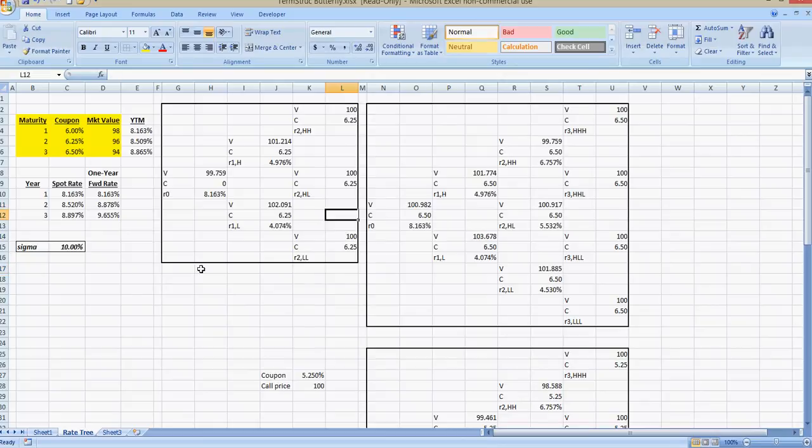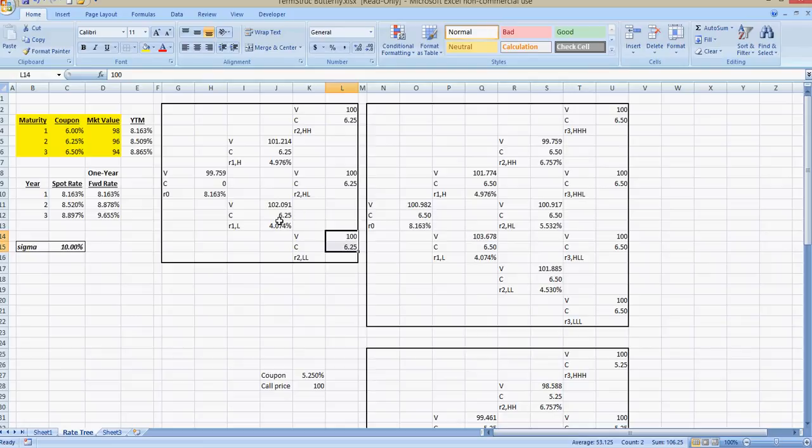So then what if rates went down? What would I be able to sell that bond for? Well, the way this is going to be calibrated, I'm going to say there's a 50-50 chance of rates going up or down. Rates could go up and I would get 100 plus 6.25. Rates could go down and I would get 100 plus 6.25. So I'm going to get 106.25.